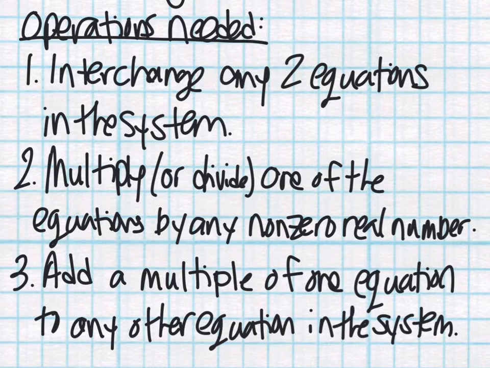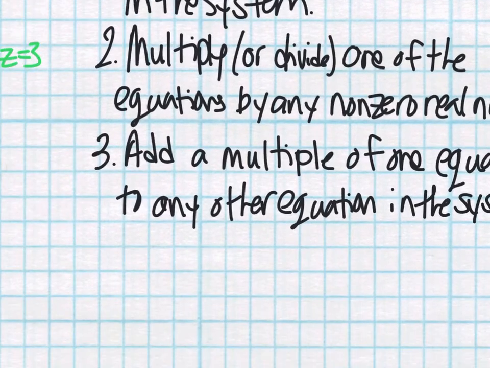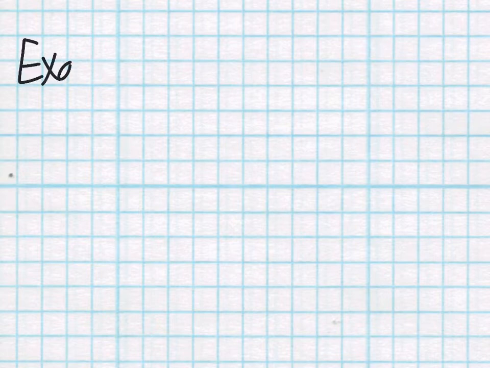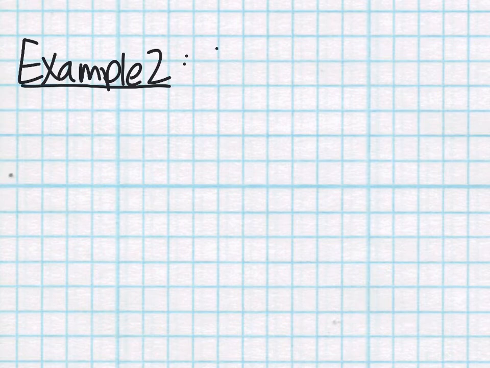Okay, so let's use these three operations or properties, if you will, and do an example. And so we're going to do some Gaussian elimination next. Okay, let's slide over and find some more space. Example 2, Gaussian elimination.